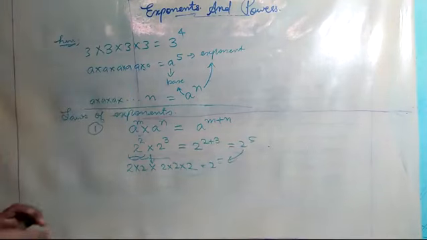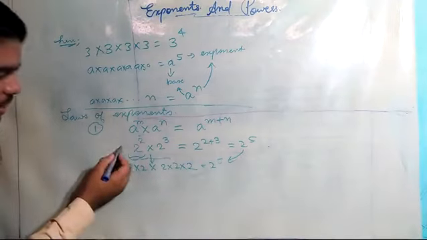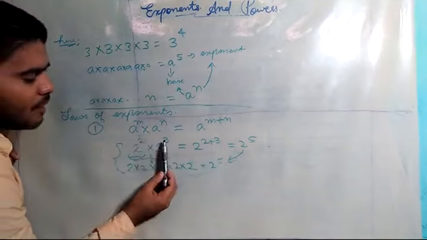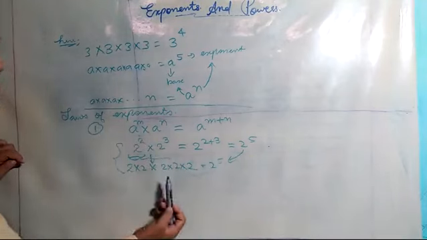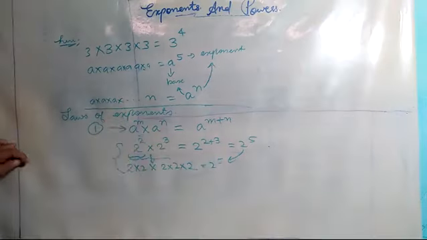So what observation did I receive from this expression? All of you must have observed that when we have the same base, then the powers will be added. So 2 raised power 2 multiplied with 2 raised power 3, the powers will be added. Similarly, this was the law: a raised power m into a raised power n will always be equal to a raised power m plus n.